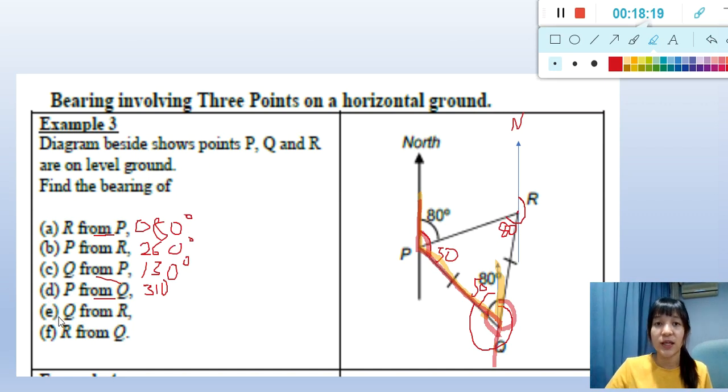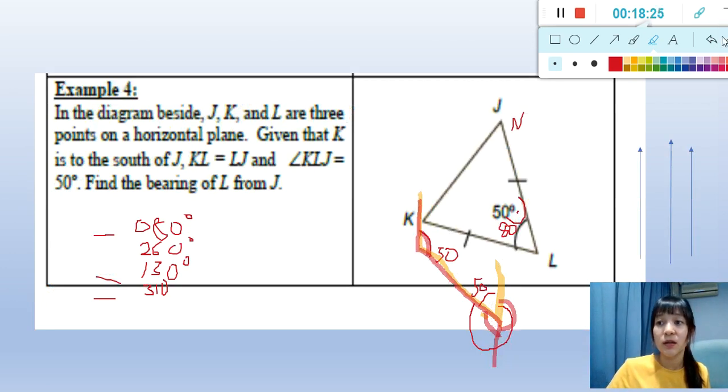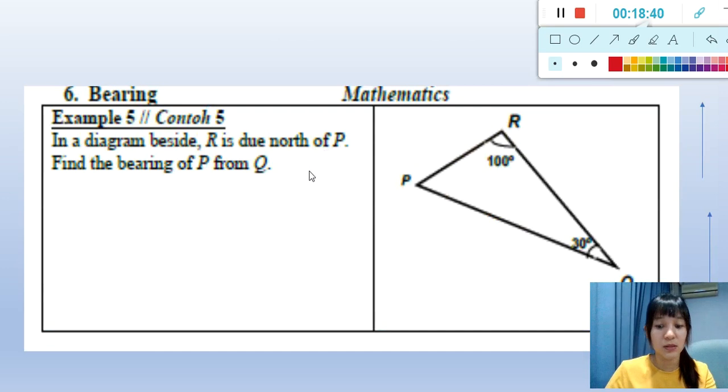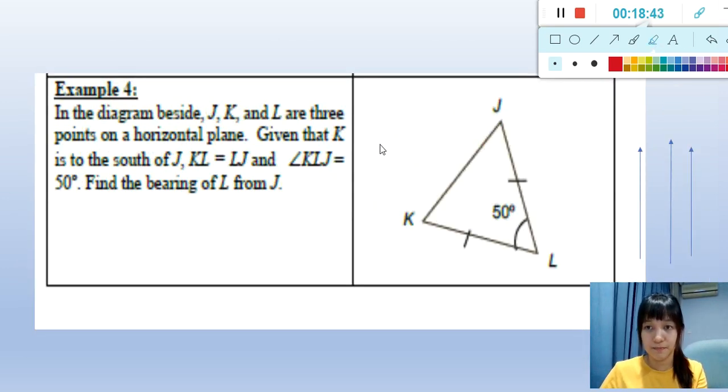So you are going to continue with E and F here. Go to the next example. Example 4 now. In the diagram, J, K, L are 3 points on the horizontal plane. The keyword is here. Given K is to the south of J. Keyword is this. KL equals LJ. Isosceles again. And then they tell you this angle is 50. Find the bearing of L from J.